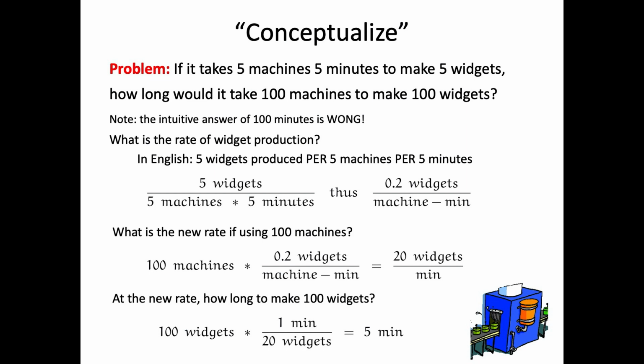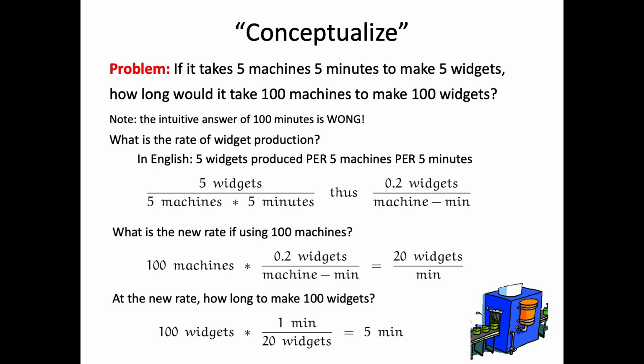We can use dimensional analysis to solve for what we need. So let's use that rate and use our new situation, because now we want to know how long it would take if we used 100 machines. Let's use those 100 machines to convert our rate from widgets per machine minute to just widgets per minute. So 100 machines times 0.2 widgets per machine minute, the machine units will cancel, and we get 100 times 0.2, which is 20. That leaves us with 20 widgets per minute. It's getting easier here. Then the question asks how long, you can see we have a unit of time here, would it take to make 100 widgets?